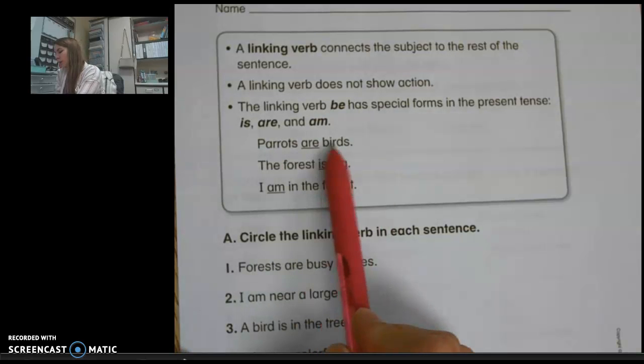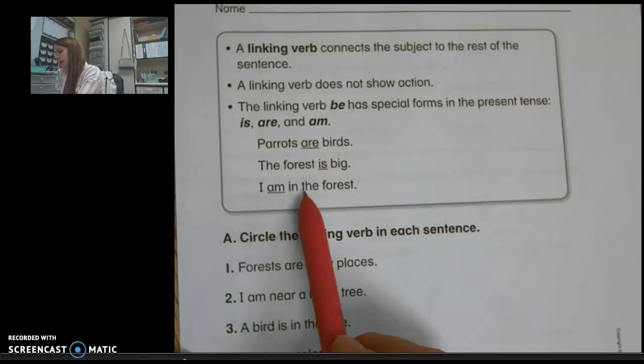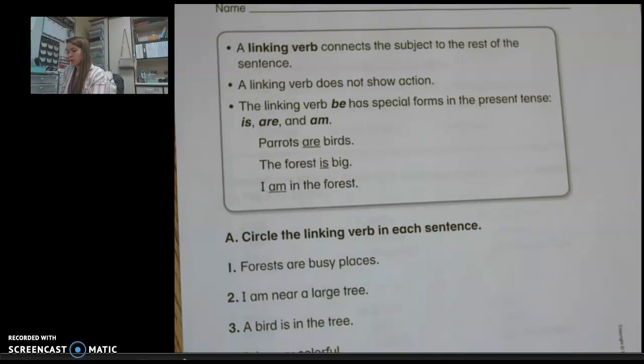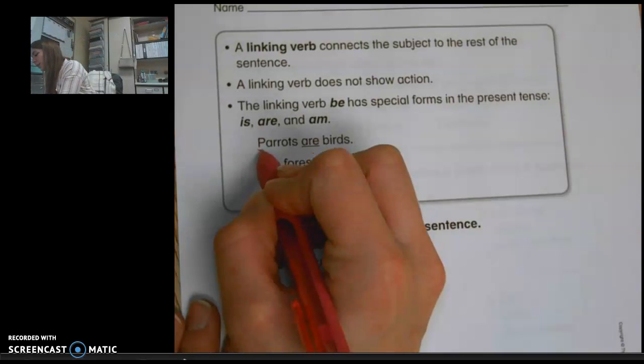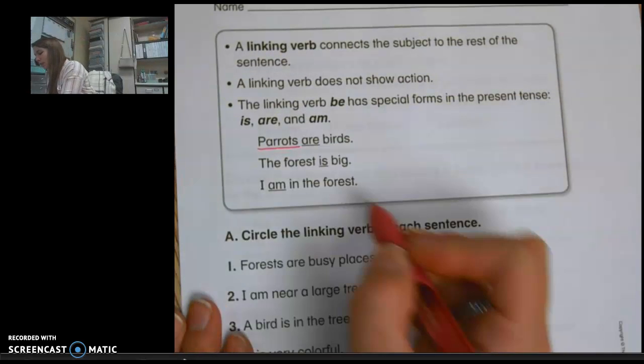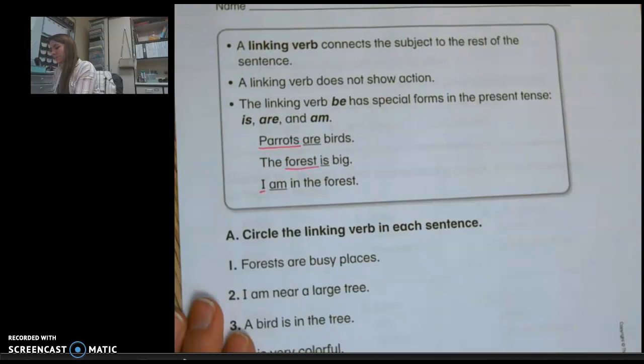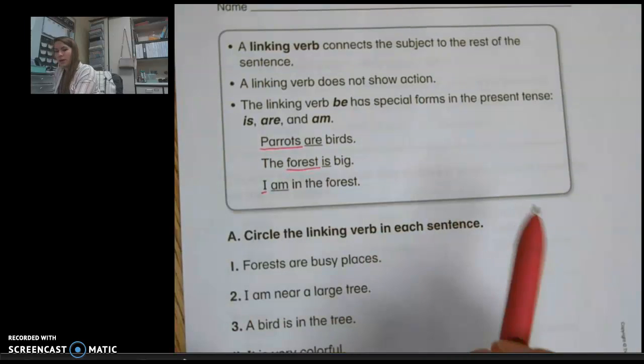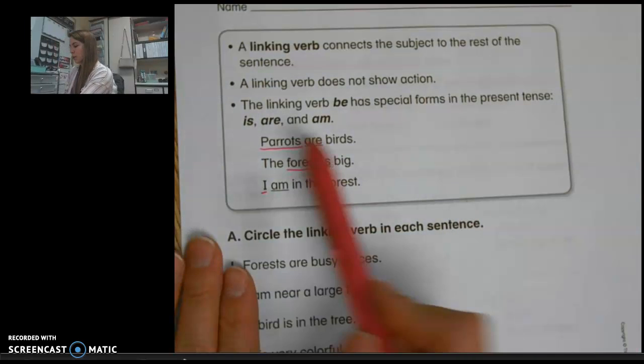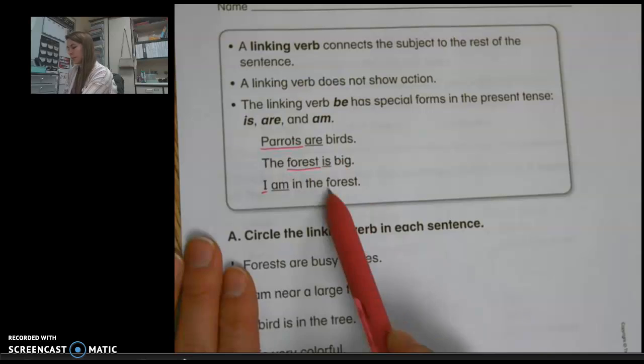Parrots are birds. The forest is big. I am in the forest. So notice how before your linking verb you have your subject. This sentence is about parrots. This sentence is about the forest. And this sentence is about I. So this linking verb connects our subject to the rest of the sentence.